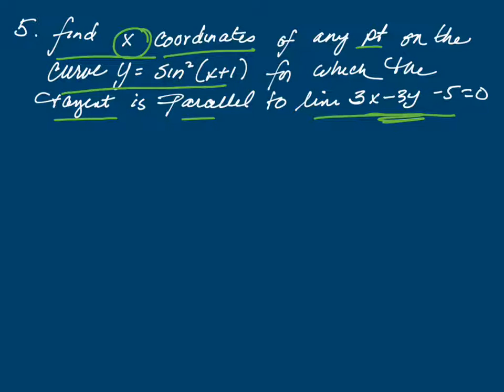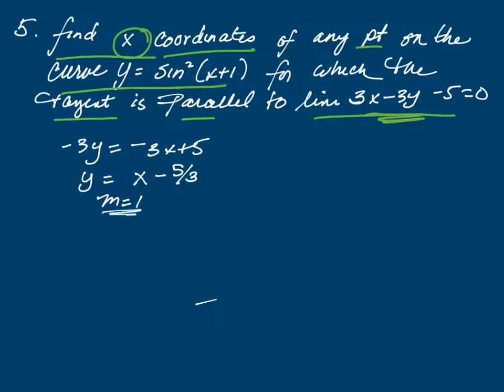So let's just solve for y. I have negative 3y equals negative 3x plus 5. So y equals x, right? That would be negative 3 over negative 3, minus 5/3. So m equals 1. So we're looking for one that is parallel, has a slope of 1.